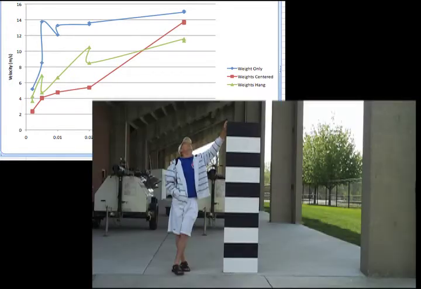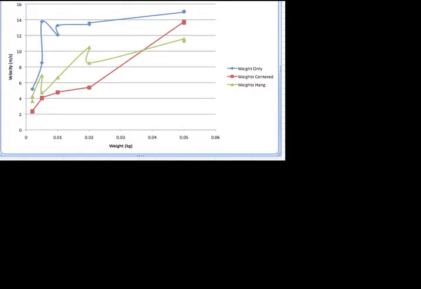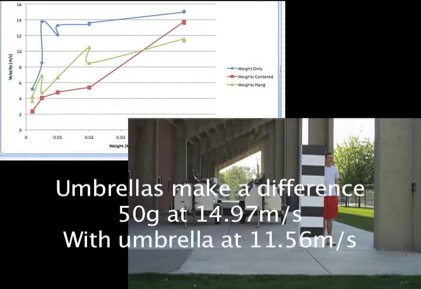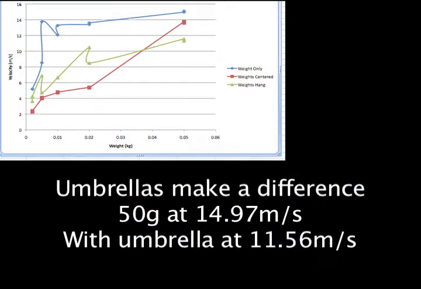For example, for a 50 gram weight, no umbrella fell fastest at 14.97 meters per second. The centered weights fell at 13.75 meters per second, and the hanging weight fell slowest at 11.56 meters per second.